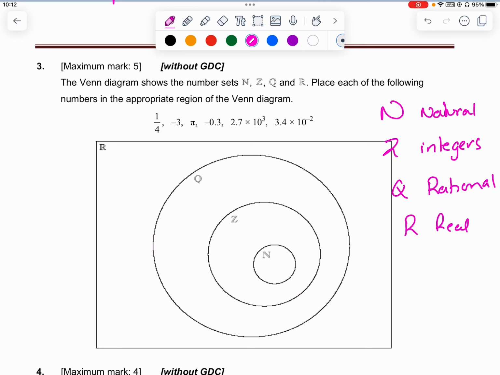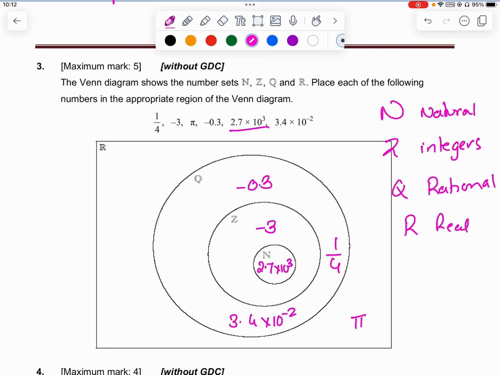So what are the natural numbers? 2.7 times 10 power 3 is a natural number. Integers. What are the integers? Negative 3 is an integer. And what are rational numbers? 1 upon 4 is a rational number. Negative 0.3 is a rational number. Then 3.4 times 10 to the power of negative 2 is a rational number. And the irrational number pi, so it's going to be a real number.